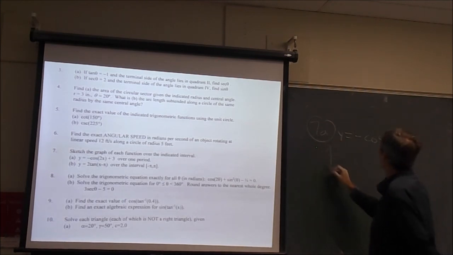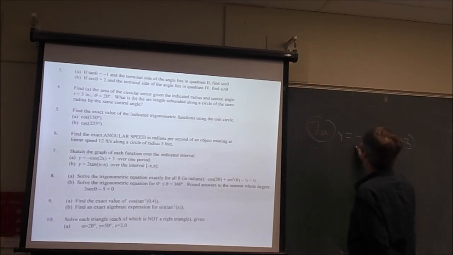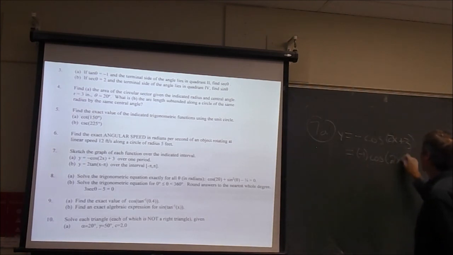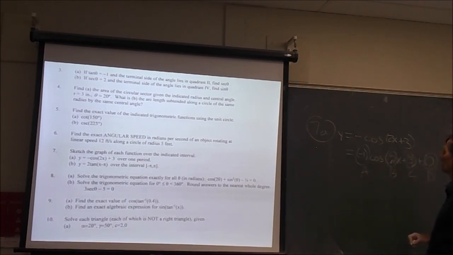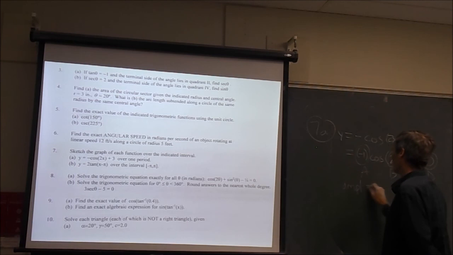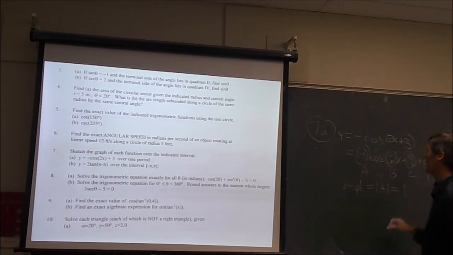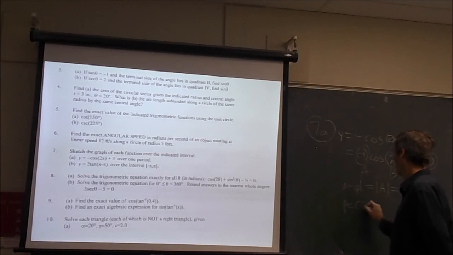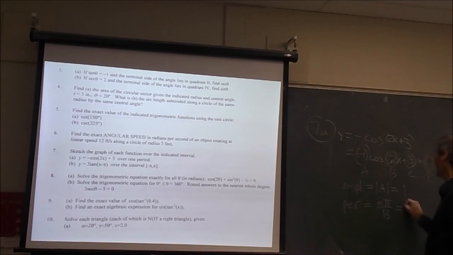So we're going to figure out, this is y equals a cosine bx plus c, plus d. So here's a, b, c and d. And we now say that the amplitude is the absolute value of a, is 1. The period is 2 pi over b, which is pi, assuming b is positive.